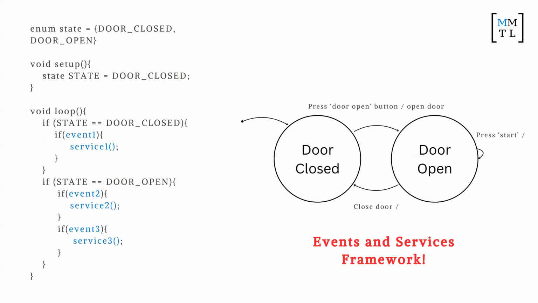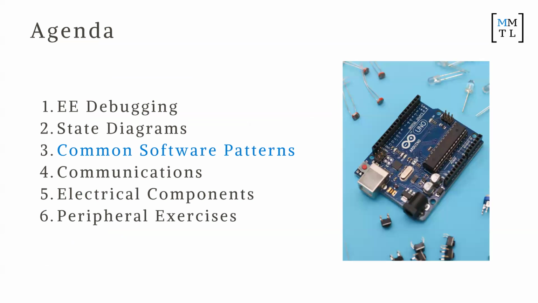This is what's called the events and services framework: you're in different states, you detect for events, and then you do what's called a service. Does that make sense? You'll see this terminology around mechatronics, and this is what it refers to. So it's just putting a state machine in code. All right, common software patterns.